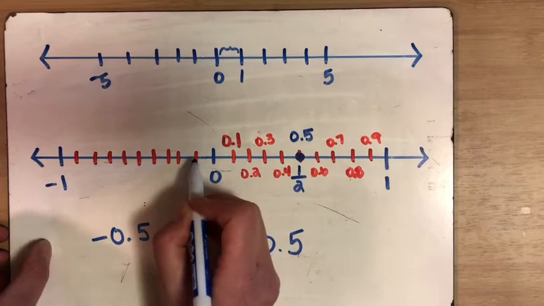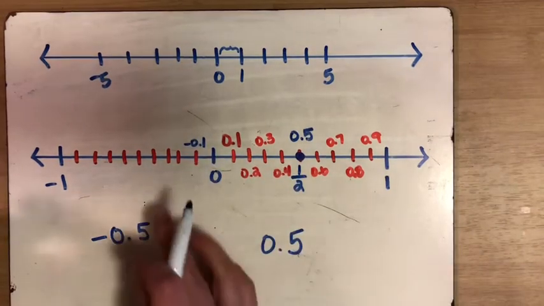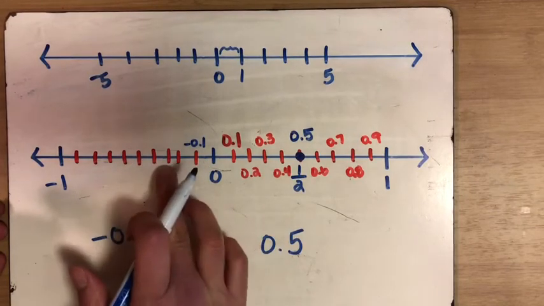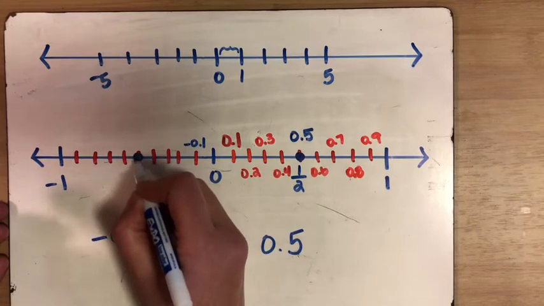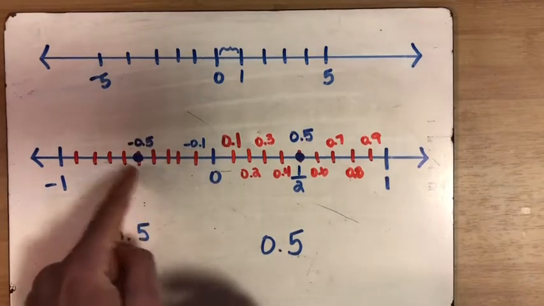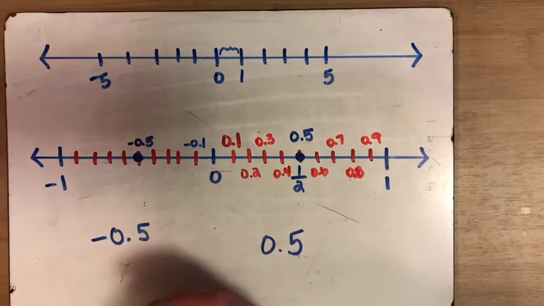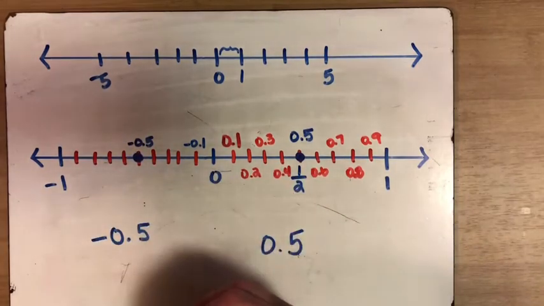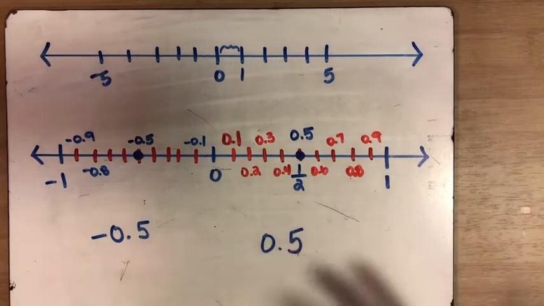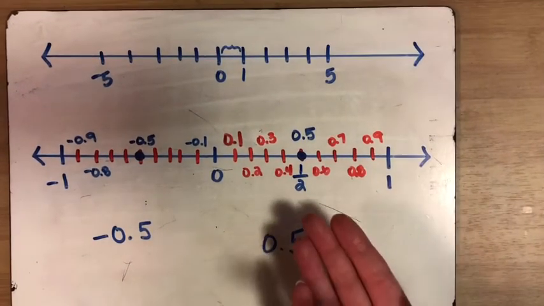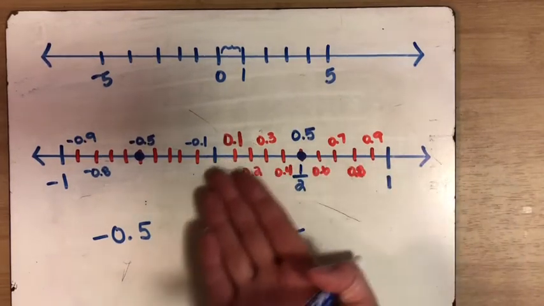So this is -1/10 or -0.1. This is -0.2, -0.3, -0.4, and then right here would be -0.5. I'm not going to write all of the numbers in because it's too small and my numbers would be too big to write them all in there, but hopefully you get the idea. So what's pretty cool about this is we can predict where a number is going to be because we know that if it's a higher decimal, it's going to be closer to 1, and if it's a lower decimal, it's going to be closer to 0.